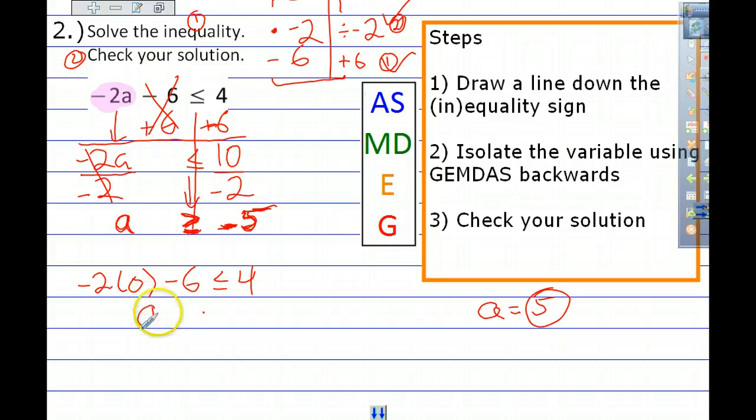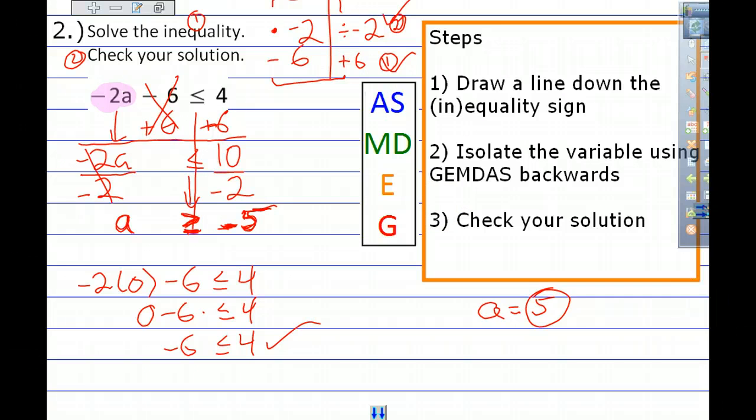In inequalities, you have an infinite number of answers. So we get 0 minus 6, and 0 minus 6 is -6. Is this true or false? -6 less than or equal to 4. Yes, true, so it's an answer. That would be true. All right, so that's the process I'm going to have you guys do right now.